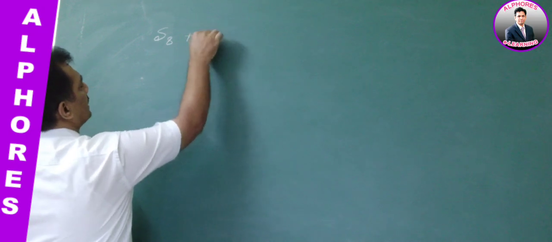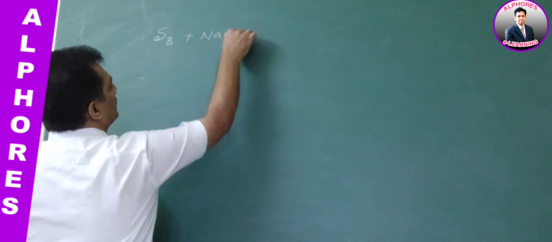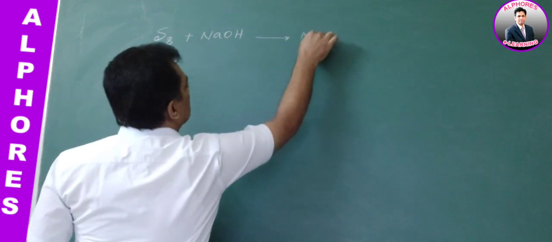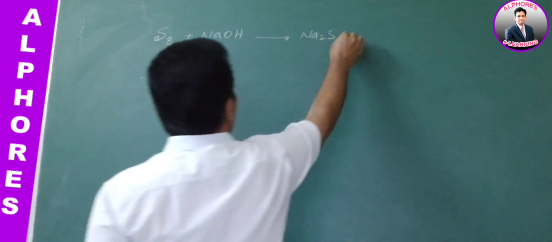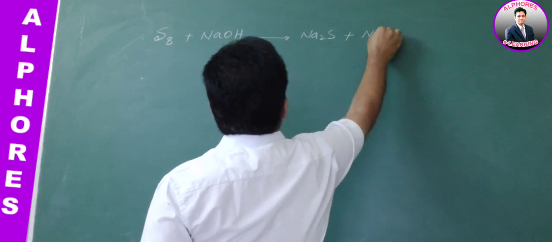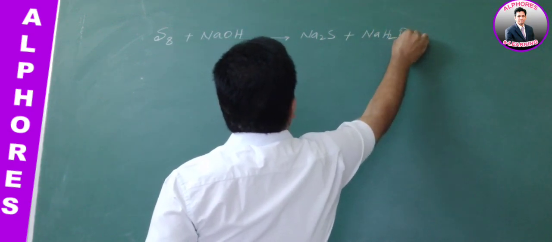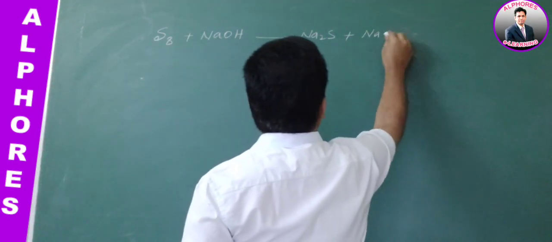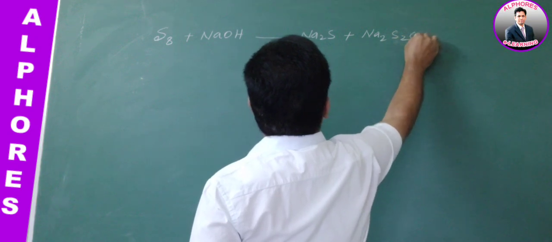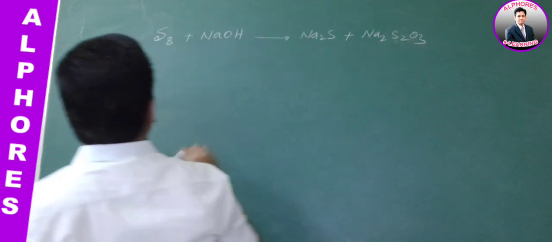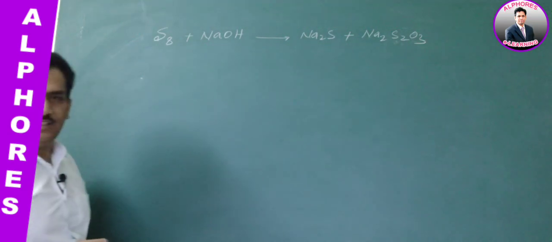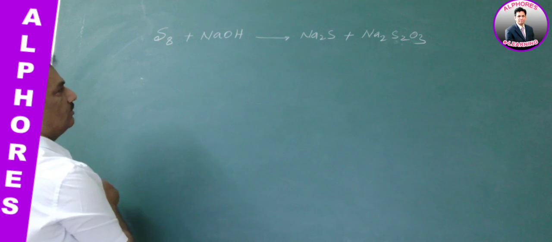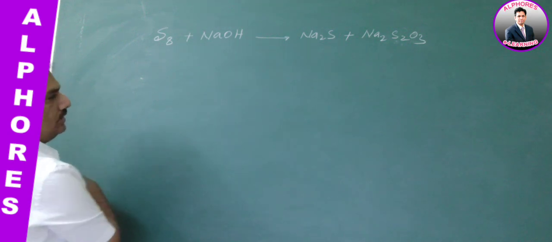S8 when it reacts with the base NaOH gives Na2S plus NaH2PO2 plus Na2S2O3. This is the equation given to balance, is it not? Now when the equation is given like that, how do we solve this?